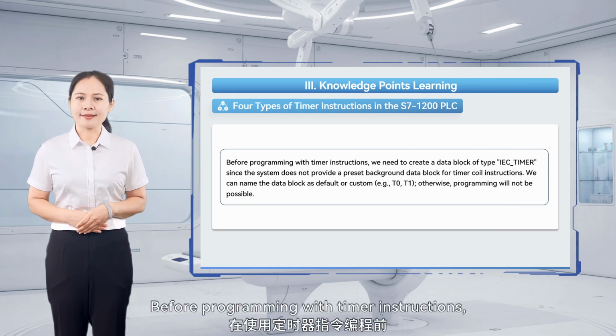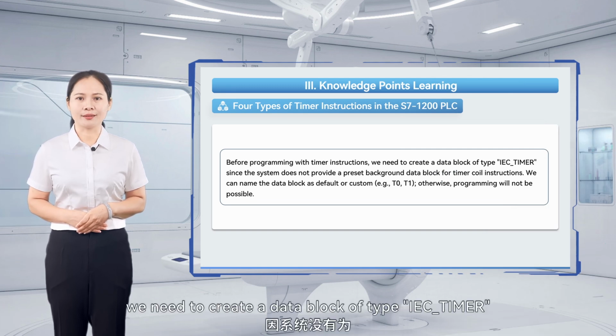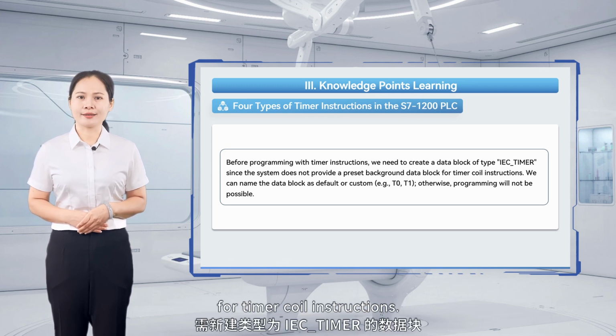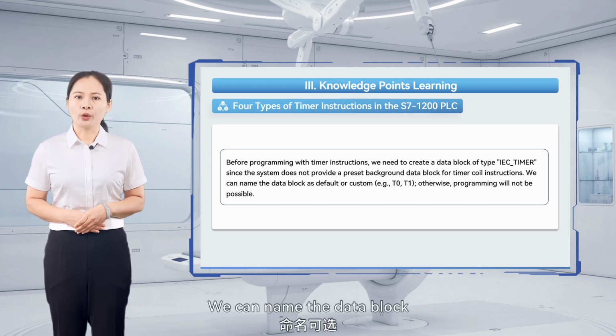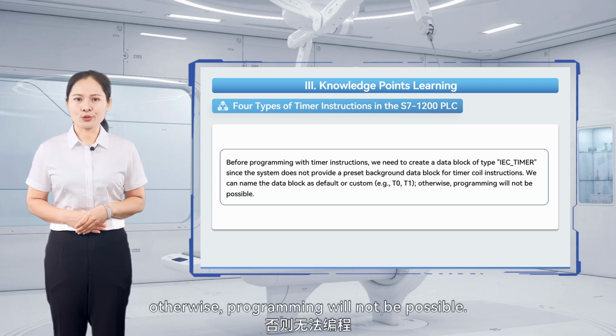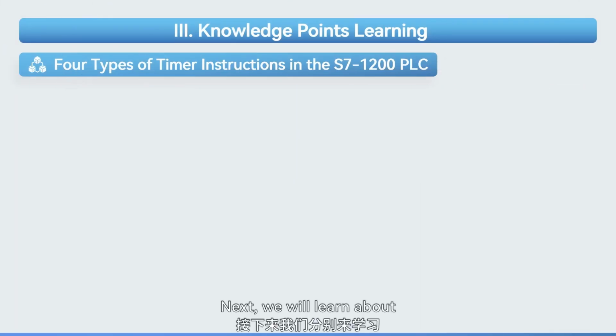Before programming with timer instructions, we need to create a data block of type IEC_timer, since the system does not provide a preset background data block for timer coil instructions. We can name the data block as default or custom, for example, T0, T1, otherwise, programming will not be possible. Next, we will learn about the specific details of the 4 types of timer instructions.